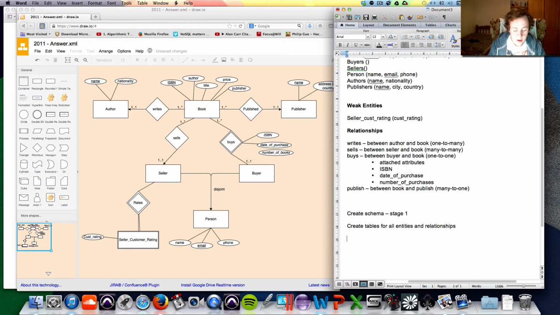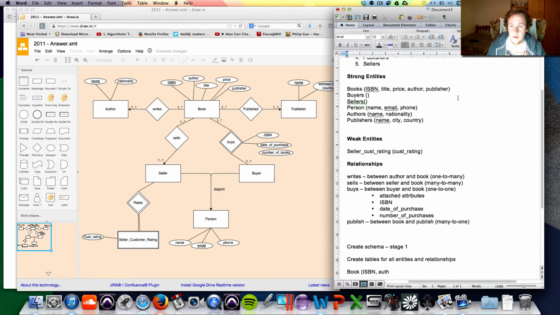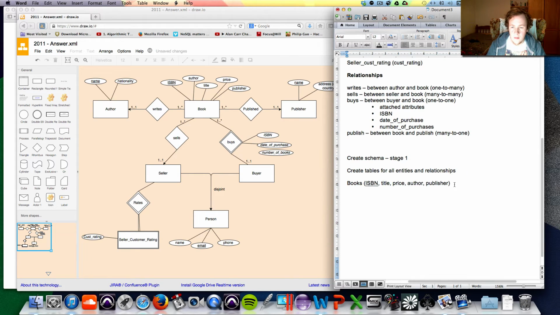So I'll just do an example here. I'm not going to go through all of them. Book. ISBN. Author. Actually, I can just copy and paste this. Right. So your primary key is the ISBN. Right. Published. It was basically what you see on screen right now.